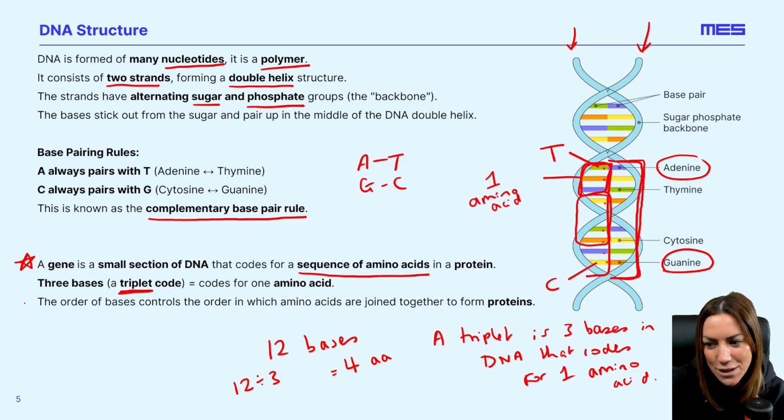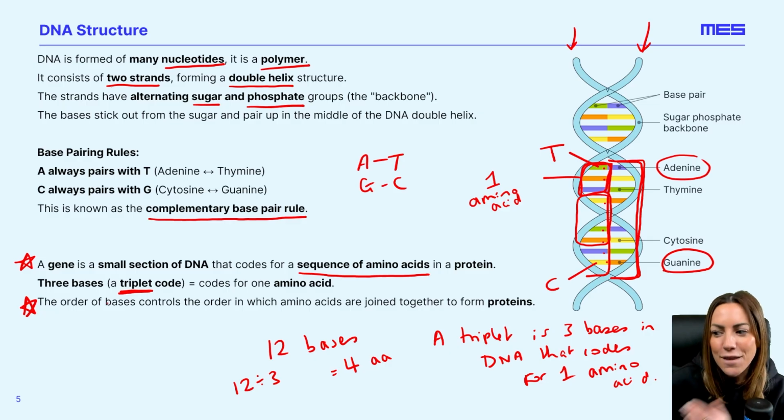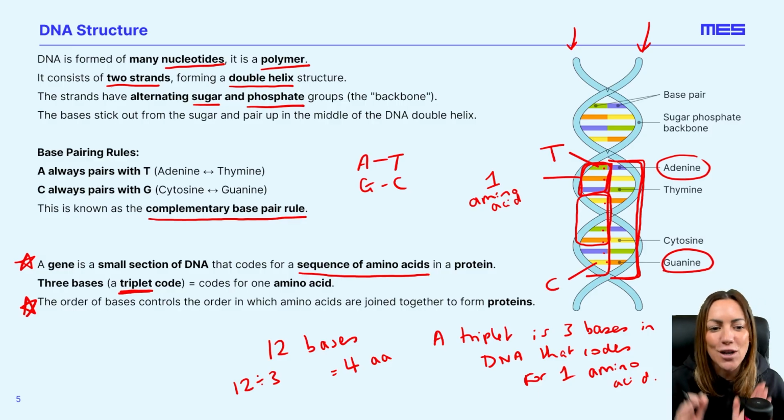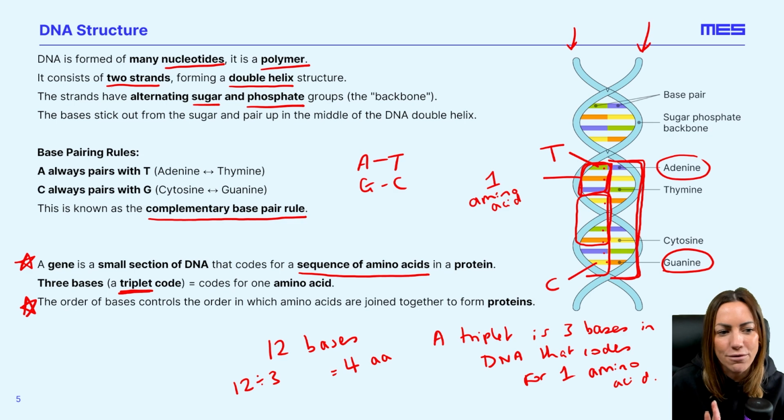Overall, it's really important that we remember this sentence. I said this to my students very recently. The order of bases in DNA controls the order of amino acids to form the protein. That is how DNA is acting as your genetic material. It codes for proteins because the order of bases determines the order of amino acids in a protein.